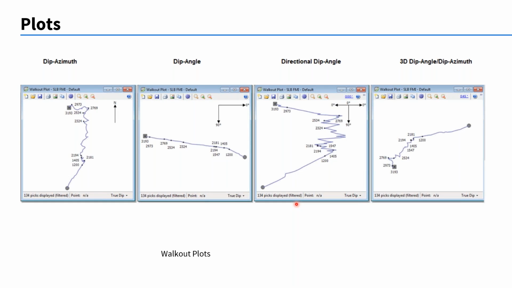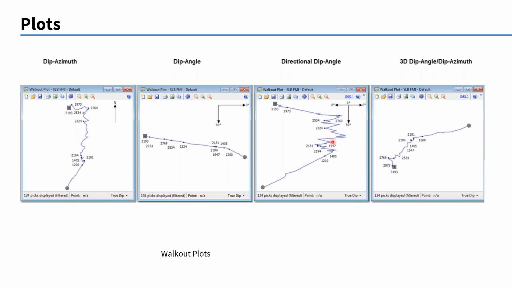Walkout plots are also available in IP, and they allow you to display the dips and then be plotted nose to tail to help find trends and facilitate the interpretation of the dips that you have picked. In here we're looking at a dip azimuth one, where the vectors are drawn from the nose to the tail using the dip azimuths. In here we're looking at the dip angle, and the vectors are drawn from the nose to the tail. So in here we could see where's the deepest section, and in here where's the shallowest section, going from east to west, from shallow to deeper.